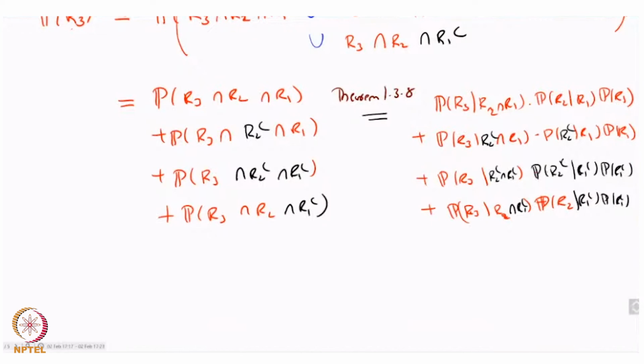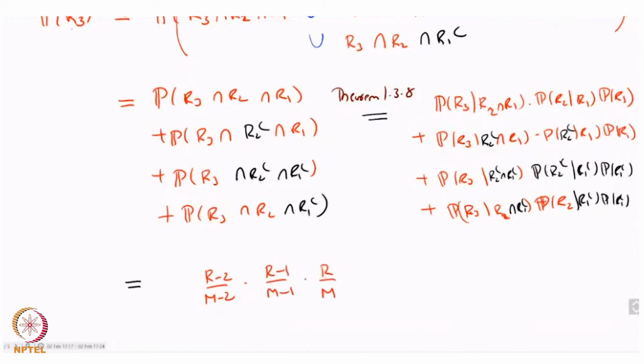But now you know how to compute each of these probabilities, right? Because each of these is well defined. This is R by M. This again, you know, is R minus 1 by M minus 1. This is R minus 2 by M minus 2. So let's write that down. The first one is going to be R minus 2 by M minus 2, into R minus 1 by M minus 1, into R by M.